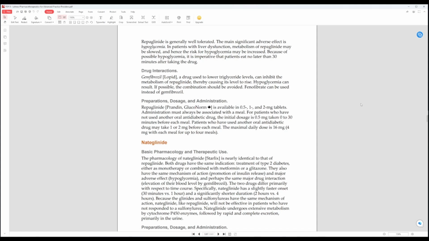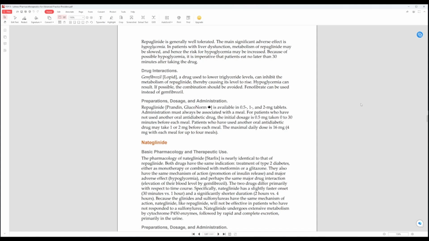Your drug interactions. Your gemfibrozil, or Lopid, a drug used to lower triglyceride levels, can inhibit the metabolism of repaglinide, thereby causing its levels to rise. Hypoglycemia can result. If possible, the combination should be avoided. Fenofibrate can be used instead of gemfibrozil.